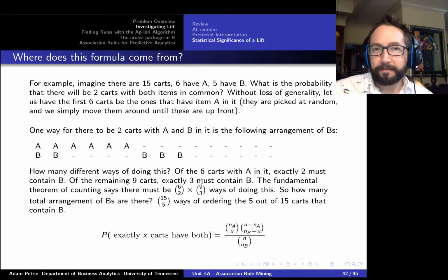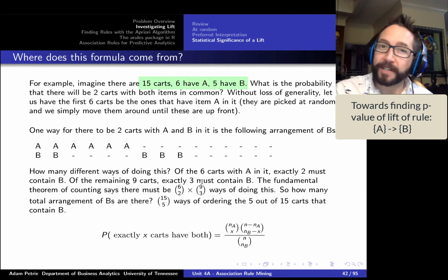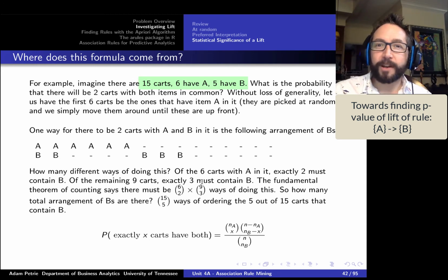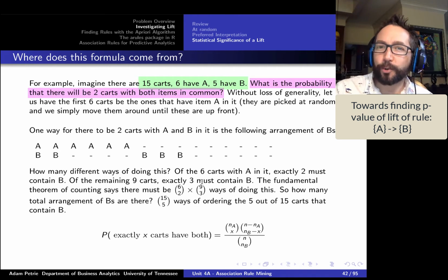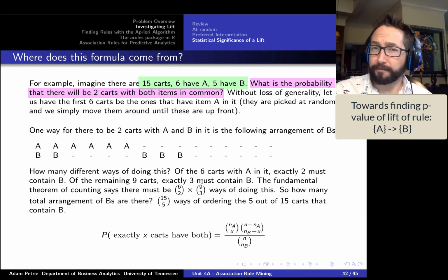So let's imagine we wanted to figure out the p-value of a certain rule, if A then B. Are shoppers purchasing items A and B together more frequently than what chance would suggest? Let's imagine that we have 15 total carts, 6 have A and 5 have B. What if I wanted to know the probability that exactly 2 of those 15 carts have both of those items in common? Is that a rare occurrence? Does this happen all the time? If I see 2 carts in my data set have both those items, is that something to take note of, or is that just chance working its way into the data?